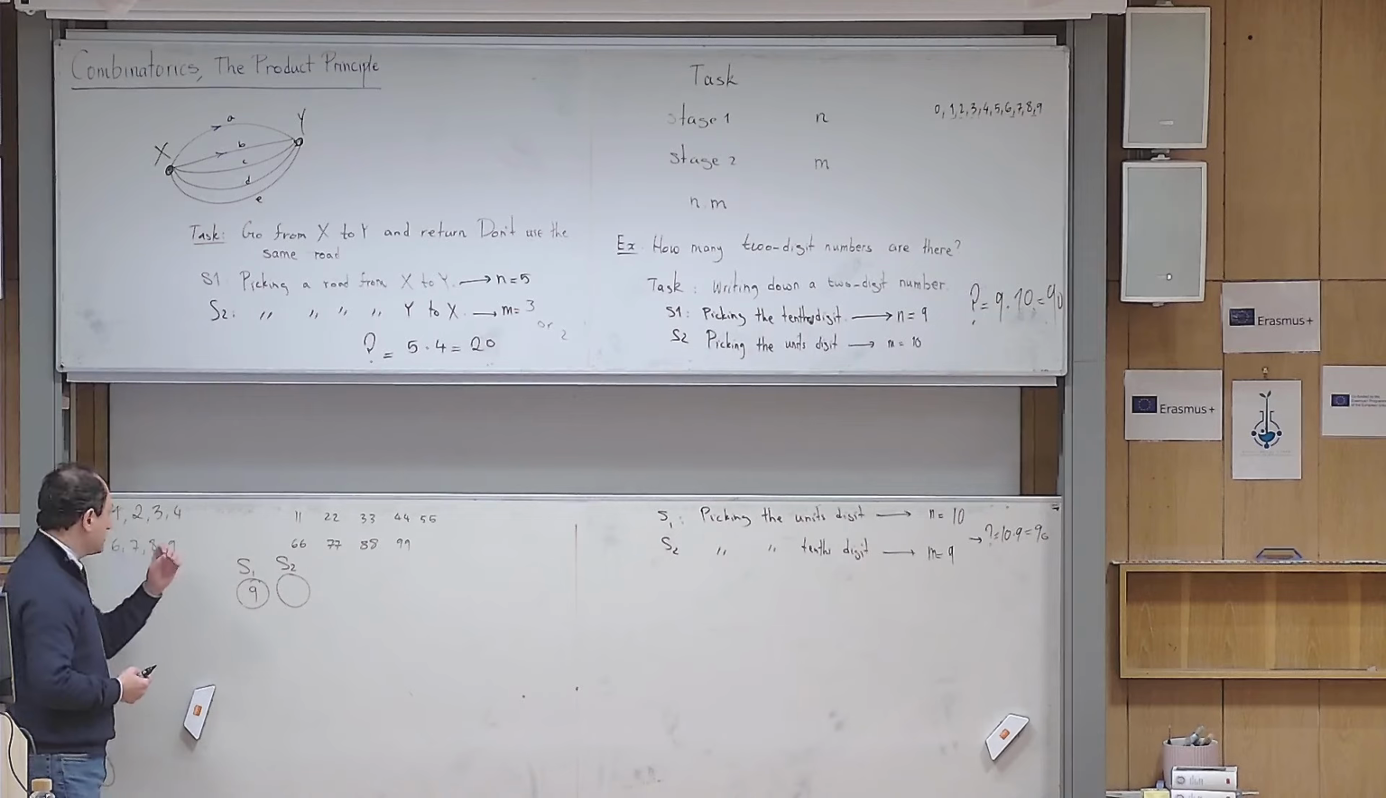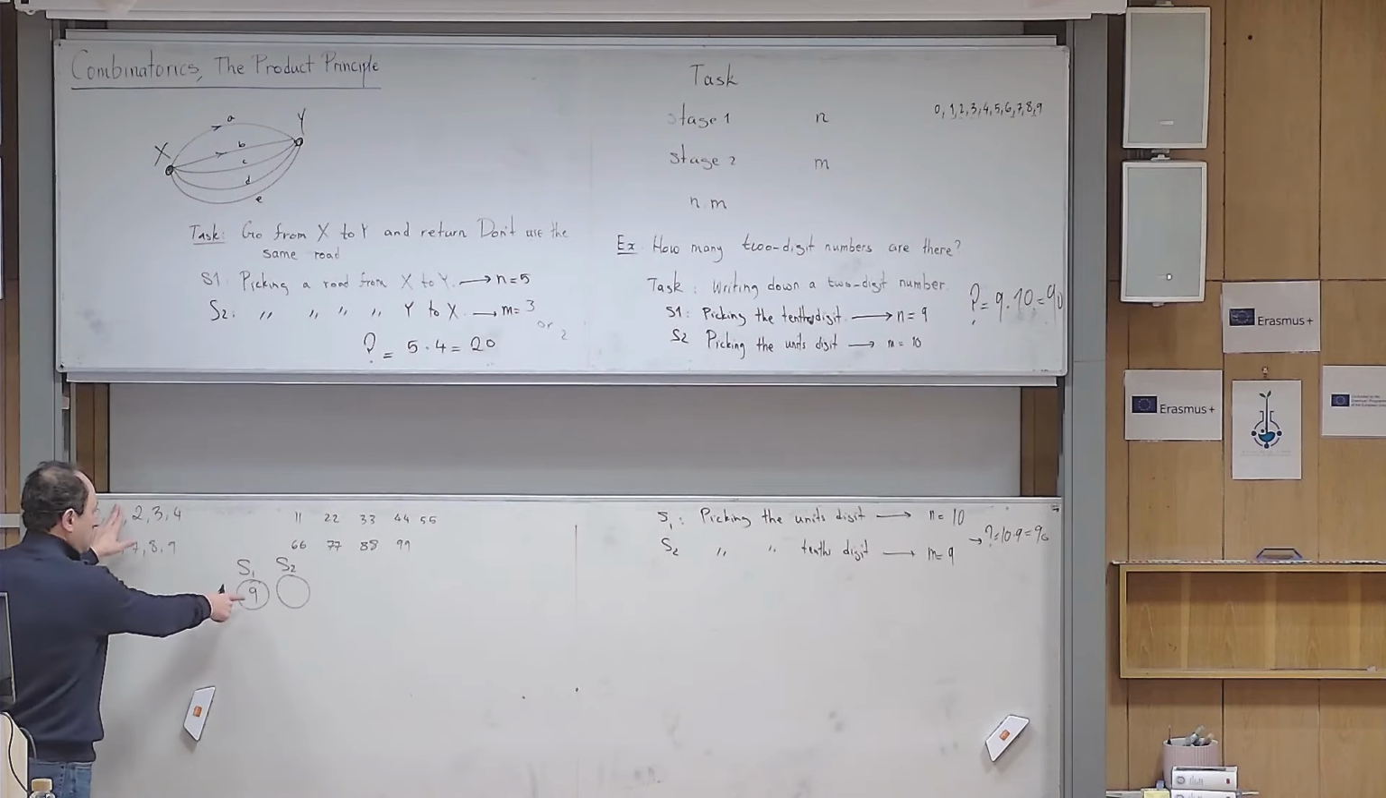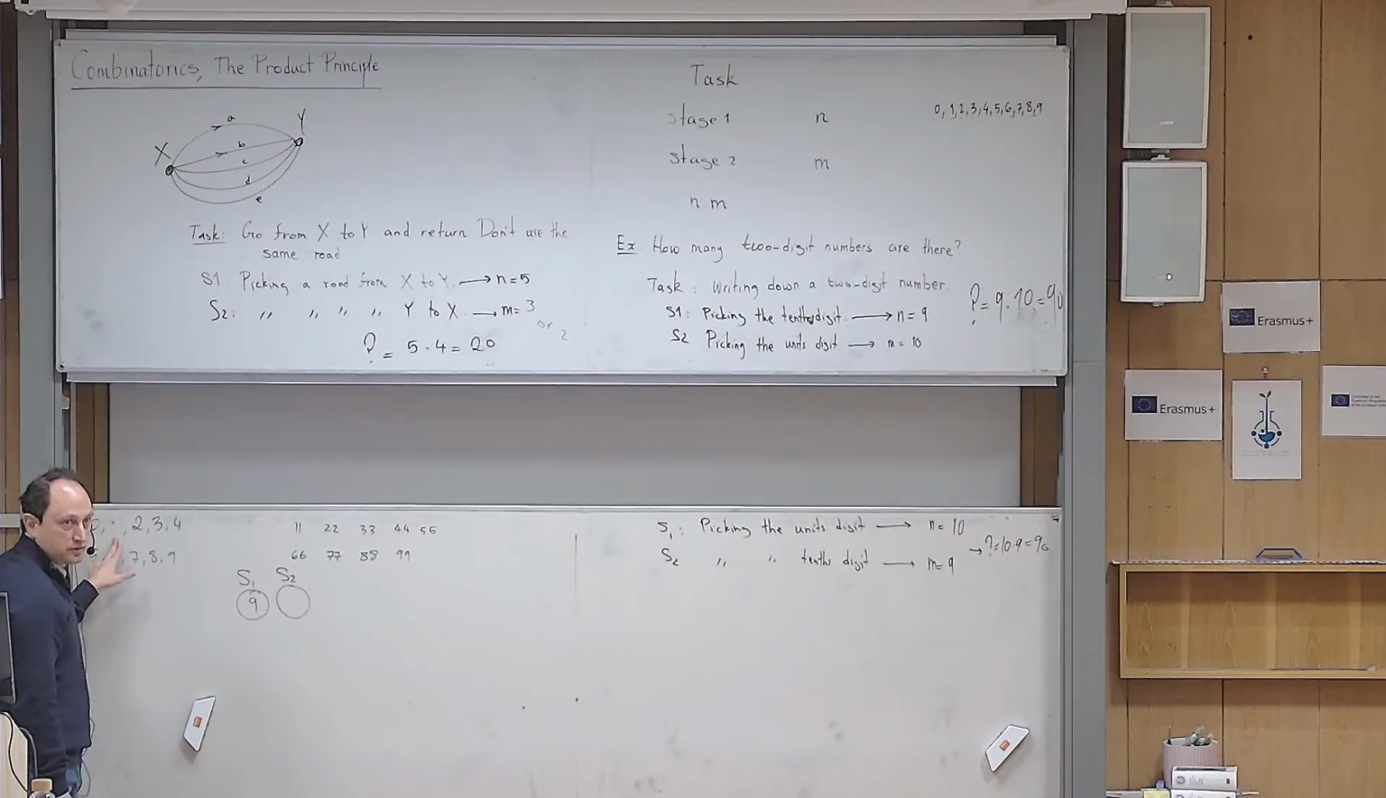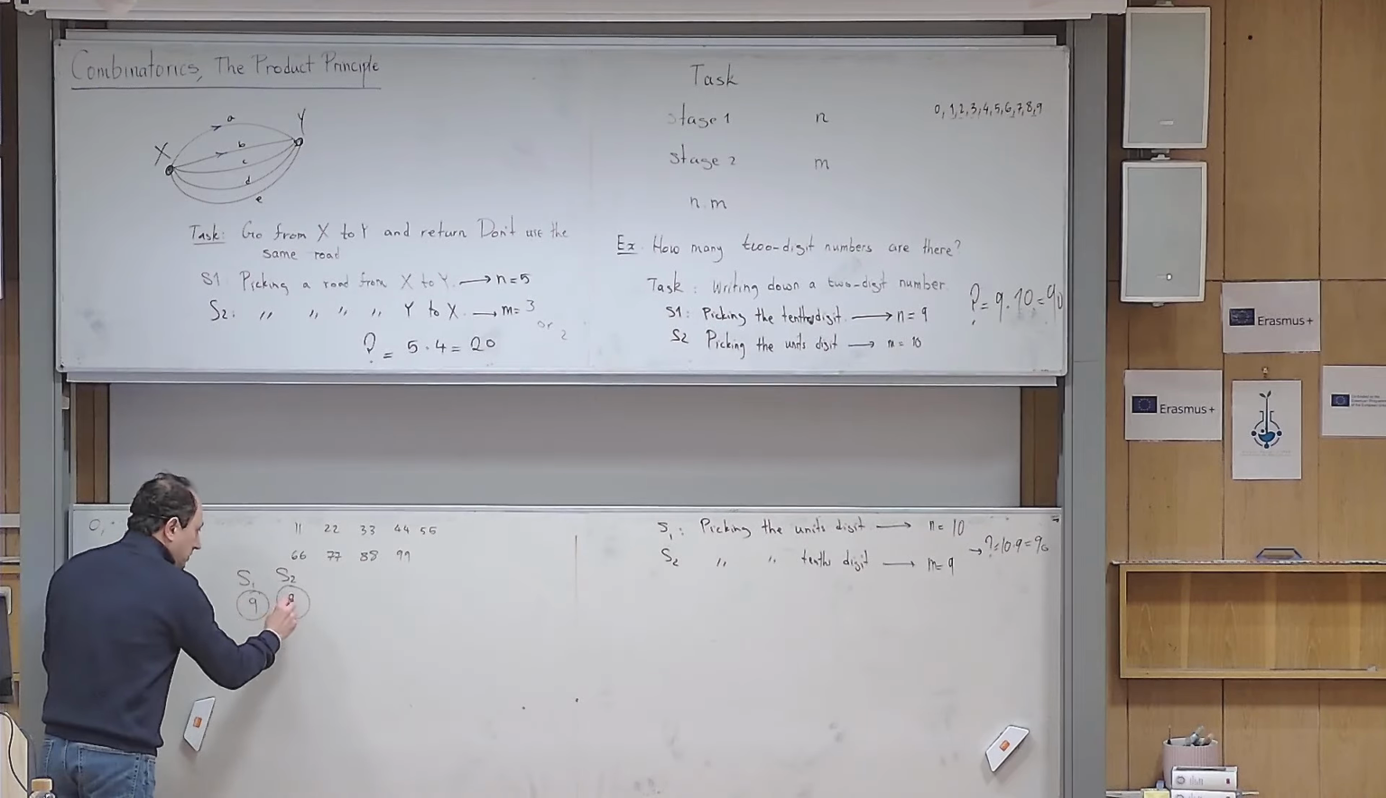For example, assume that 1 is chosen here. So it means that I have to take this from my list because I'm not allowed to choose it again. But can I choose 0 for this one? So how many options are available? 1, 2, 3, 4, 5, 6, 7, 8, 9. You want to write 9, but be careful.